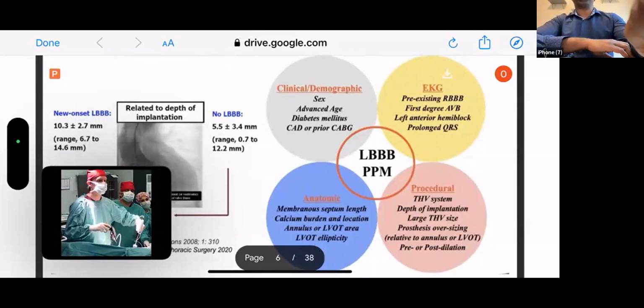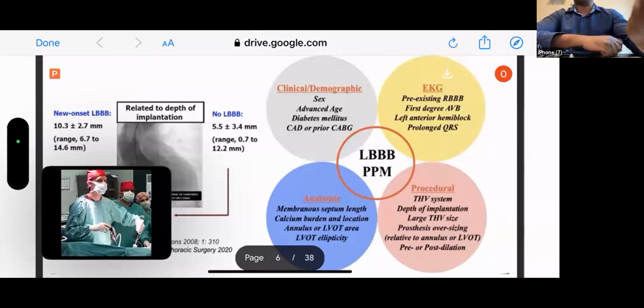The other clinical demographic factors shown to increase the risk of conduction abnormalities include sex: female patients are at more risk because they have a more elliptical left ventricular outflow tract. Advanced age also comes with calcification, including calcification of the conduction system. Diabetes, we know CAD, and also people who have had a prior CABG. Then the anatomic factors are, like I said, the membranous septum length.